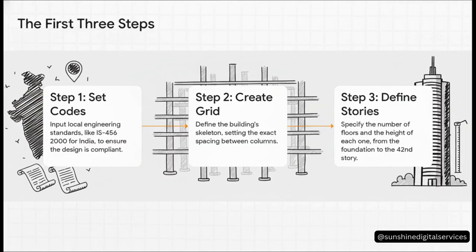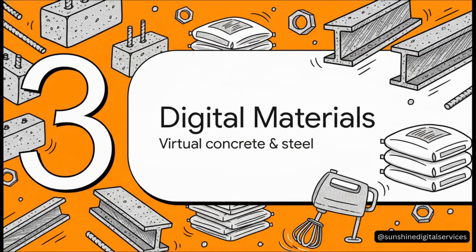Next, you lay out a grid system. Think of this as the building's skeleton, setting the exact location for every single column. And finally, you start stacking the stories, telling the computer exactly how many floors there will be, say 42 of them, and how tall each one needs to be. Okay, with that blueprint set, it's time for the fun part. We get to tell the computer what this virtual skyscraper is actually made of. We're getting into the real nuts and bolts now. Or, the concrete and steel.